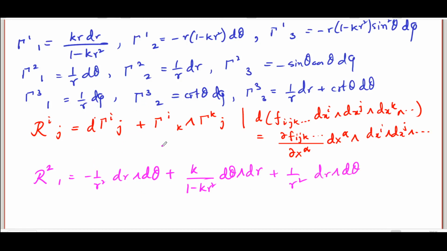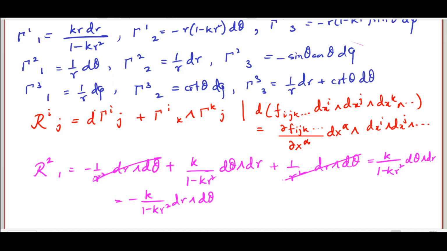Of course, that gets rid of this term. And gamma 23 wedge gamma 31. So gamma 23 is this, gamma 31 is this. D phi's, they just cancel each other out. So d phi's give you 0, of course, d phi wedge d phi, and you are landing up with k by 1 minus kr square d theta wedge dr. You would like to change that order, perhaps, because I want it in 1-2 order. So minus k by 1 minus kr square dr wedge d theta. So now let's go in for R22.